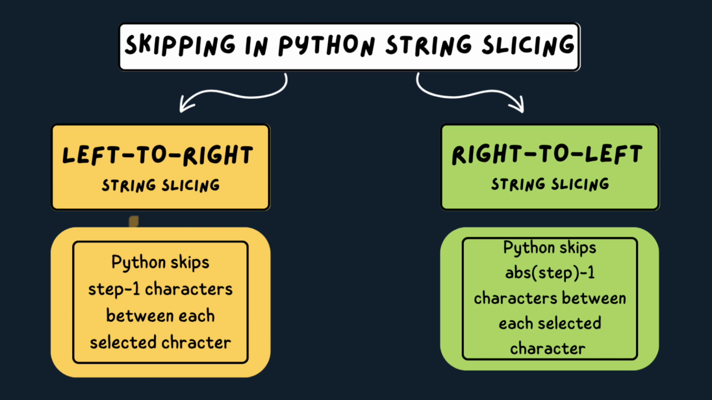Here's an extra note on skipping. In left-to-right string slicing, Python skips step - 1 characters between each selected character. In right-to-left slicing, when the step is negative, the number of characters skipped is the absolute value of the step - 1. For example, if the step is -2, the absolute value is 2 and 2 minus 1 is 1, so 1 character is skipped each time.